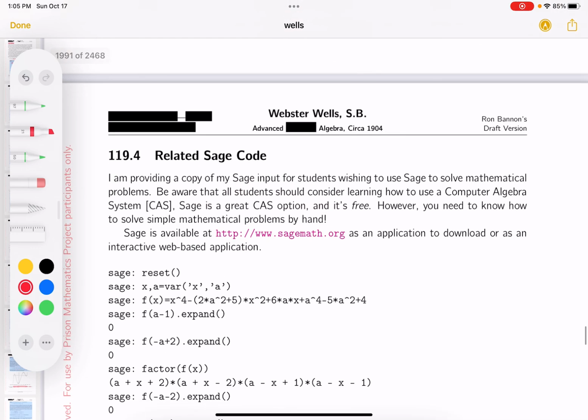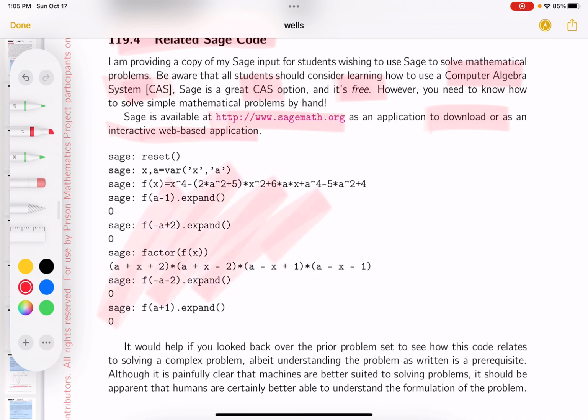Sage, whoops, sorry about that. What's Sage? Computer algebra system, CAS for short. It's open source. Go to this website. Either download it or use the interactive web-based application, and you'll see a lot of things over here for you if you want to get through. Again, my intent here is not to go through Sage, but to get you guys to work the problems as Wells wants you to do that.